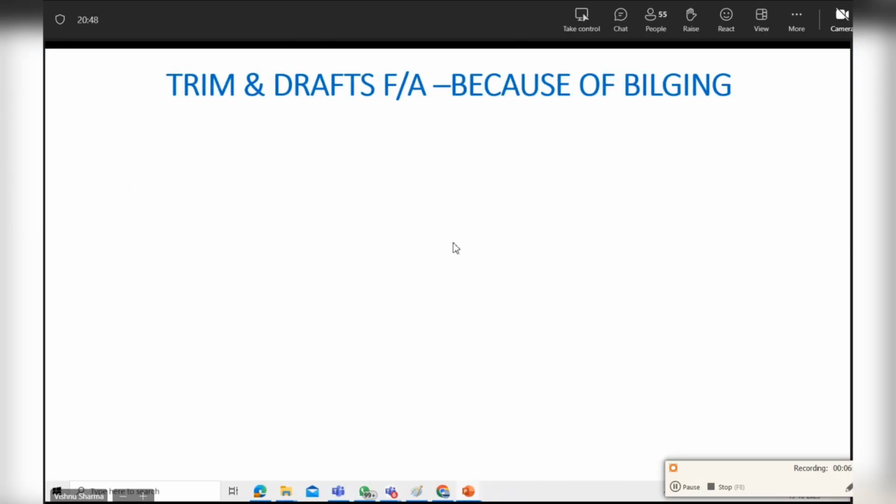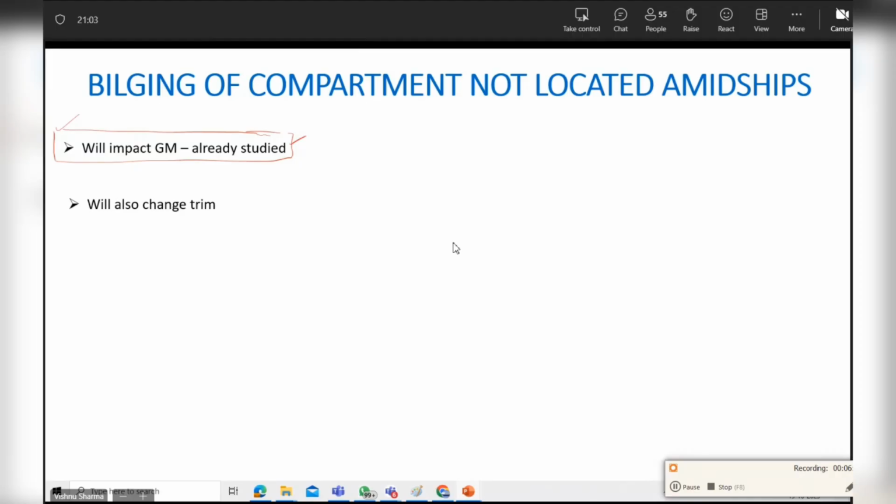Today we are going to study the effect of bilging on drafts forward and aft if the compartment is not located amidships. Now, first and foremost, we'll recall the formula for trim, guys. We know this formula: trim in centimeters is equal to (LCB difference LCG) multiplied by W upon MCTC. Do you agree with me, guys?